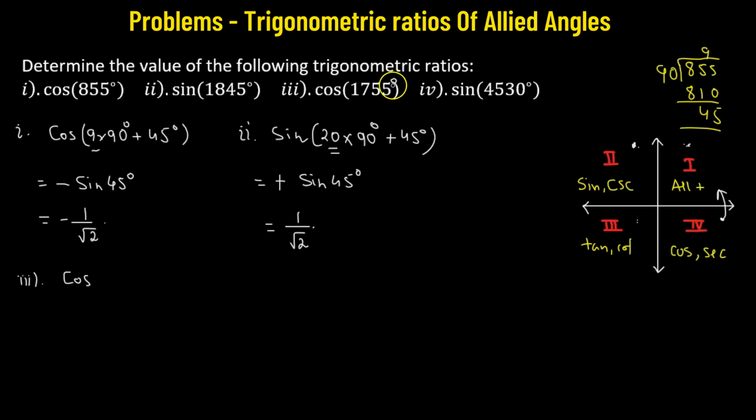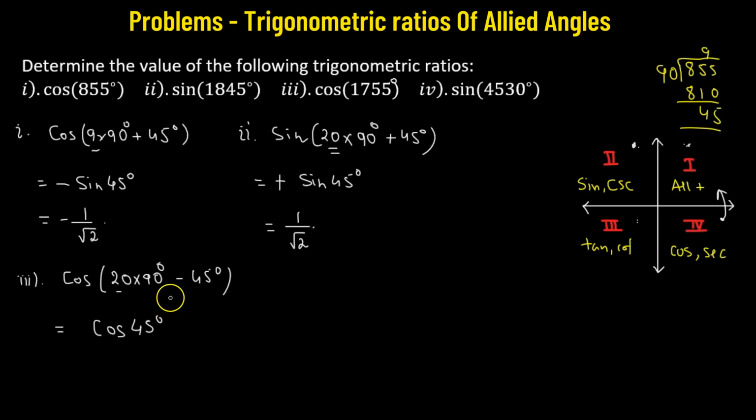In the third problem, we have cosine 1755 degrees. Let's try to break it down. We will have 20 times 90 degrees, so that's 1800. We are exceeding 1755 by 45 degrees, so we're going to subtract 45 from it. Now we have cosine of 20 times 90 degrees minus 45 degrees. That means we have an even multiple of 90 degrees, so cosine will remain as cosine. We're going to have cosine of 45 degrees.